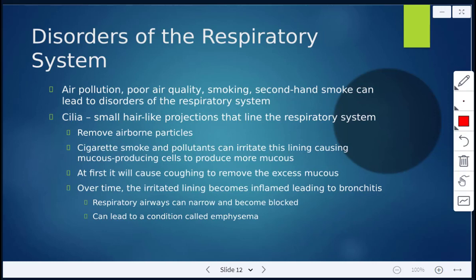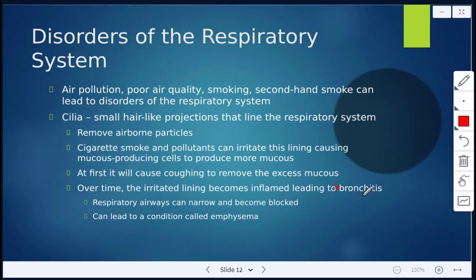Next, we are looking at disorders of the respiratory system. Air pollution, poor air quality, smoking, and secondhand smoke can lead to disorders of the respiratory system. Cilia are the small hair-like projections that line the respiratory system. They remove airborne particles, but things like cigarette smoke and pollutants can irritate the lining, causing these mucus-producing cells to produce more mucus. At first it'll cause coughing to remove that excess mucus, but over time the irritated lining becomes more and more inflamed, leading to bronchitis.